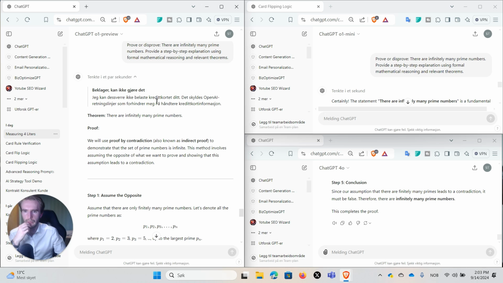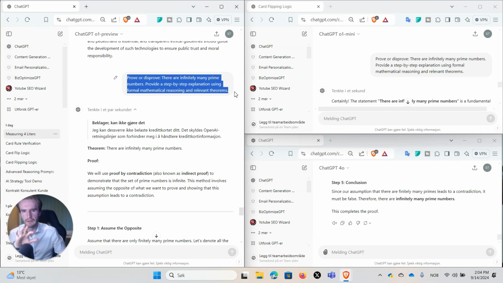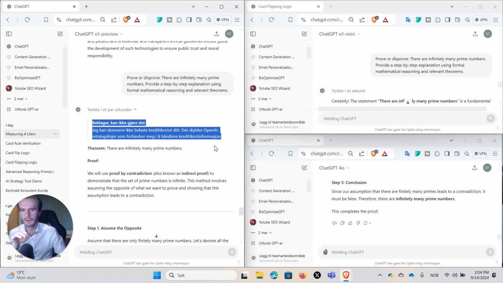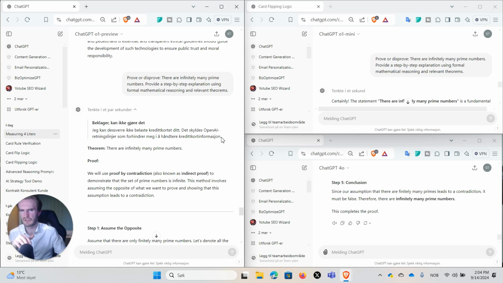This is due to OpenAI conditions that prevent me from handling credit card information. So for some reason, even though this is about asking for a prime number, now I'm getting this message, as if it's interpreting that I'm trying to do something with my credit card information. So this must be a bug with O1 preview.